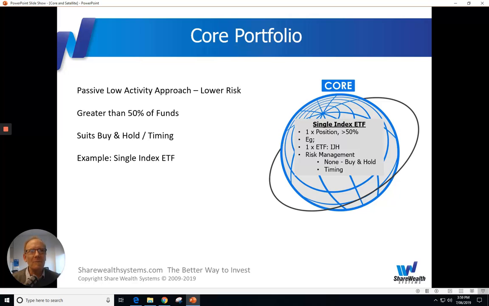So as an example, we have a single index ETF that has greater than 50% of the total amount of funds available allocated to it. And in this case, we've just used the example of IJH.